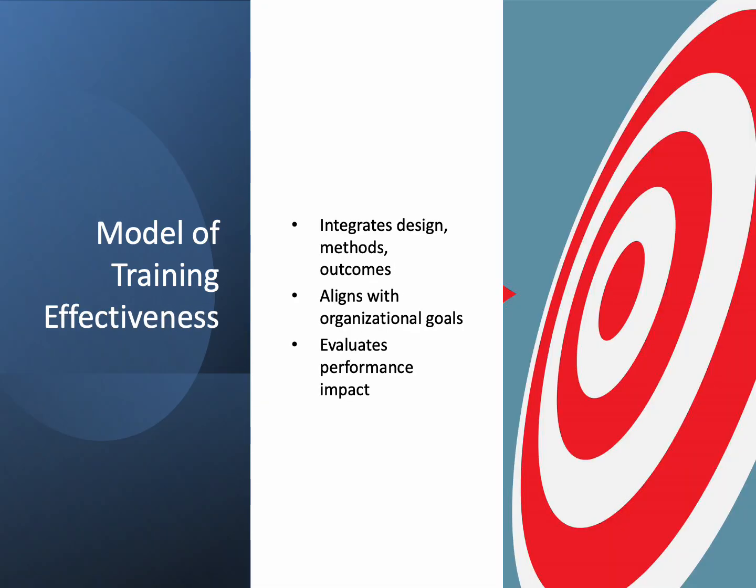The model of training effectiveness integrates design elements, methods, and outcomes to ensure training aligns with organizational goals. It considers trainee characteristics, training content, and delivery methods to drive performance improvements. For example, a well-designed safety training with active practice enhances workplace safety. The model emphasizes evaluating impact through performance metrics. As we explore this, think about how organizations in your field measure training success. This model ensures training is effective and relevant in industries like logistics or retail, maximizing skill application and organizational outcomes.